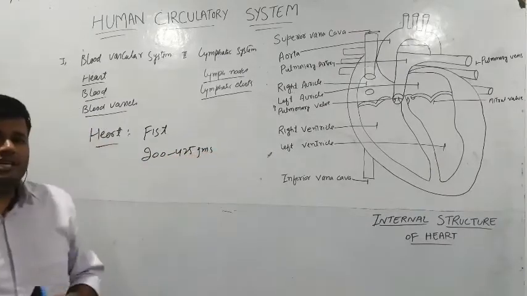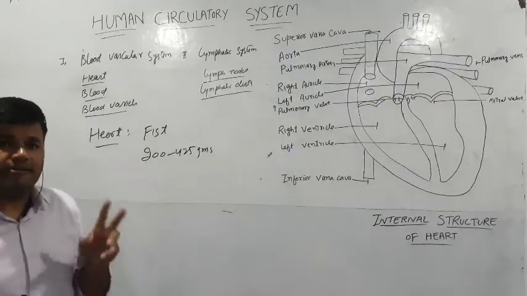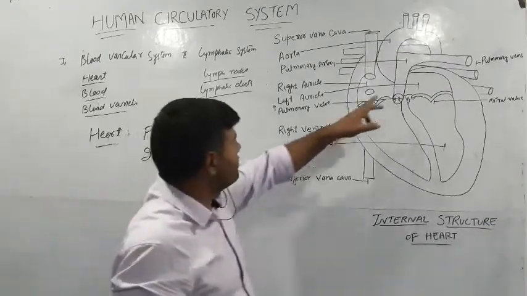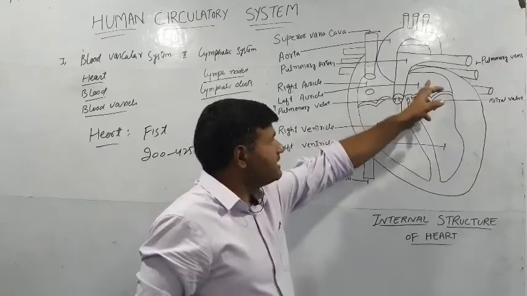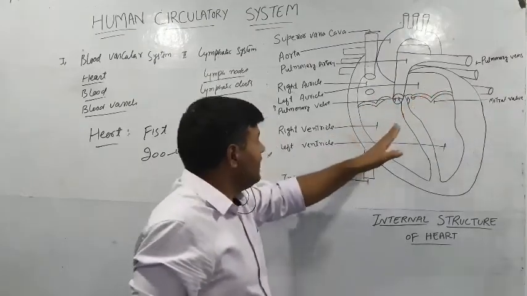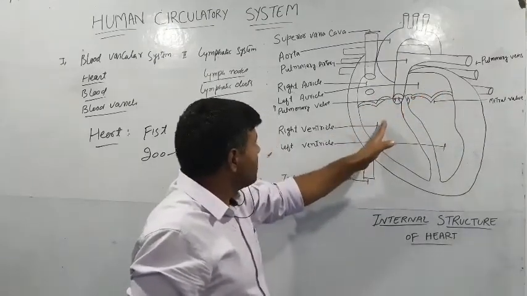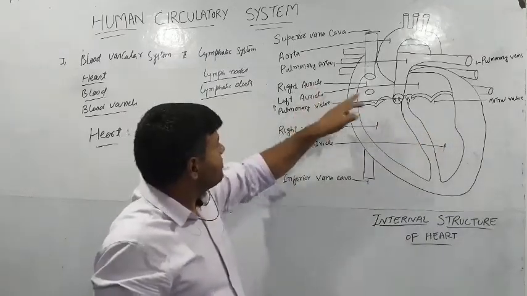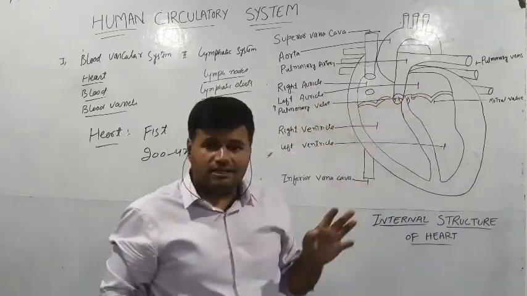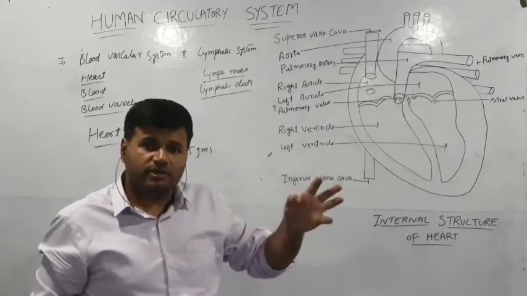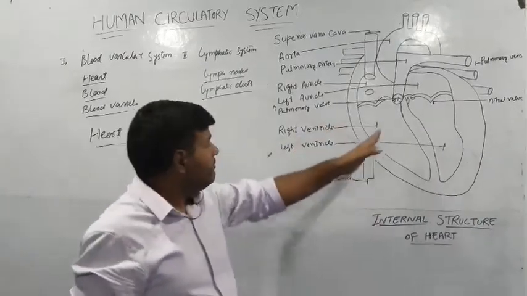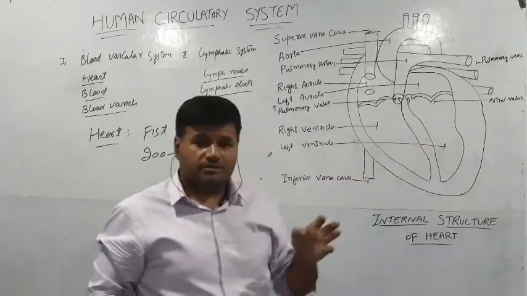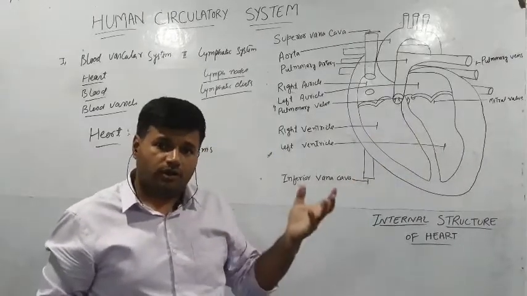Well, now if you check our heart internally, it has four chambers. We have two auricles, the right auricle and the left auricle, and two ventricles, the right ventricle and the left ventricle. The auricles are the chambers which receive blood from our body, and the ventricles are the chambers which pump blood into our body.